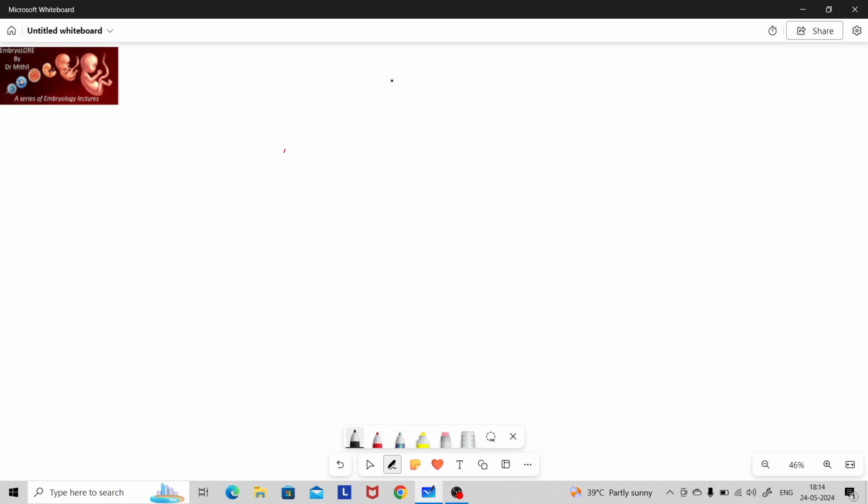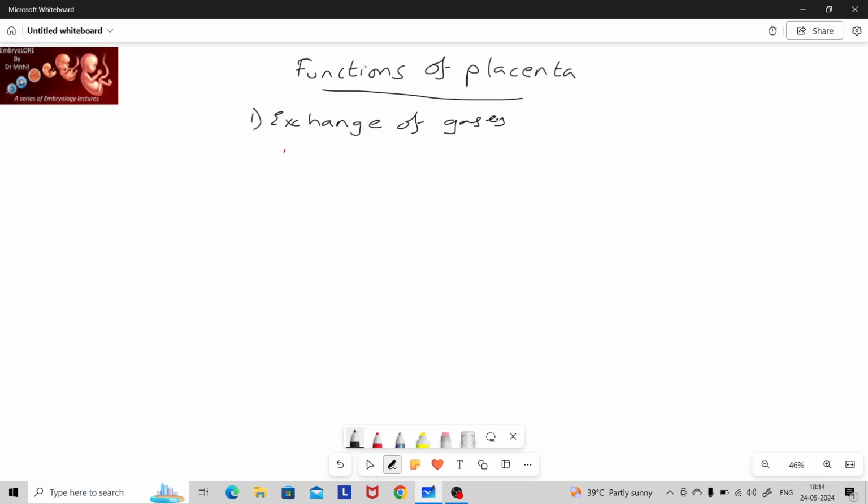So, functions of the placenta. When the formation of the placenta is asked, these are also to be mentioned. Functions of the placenta: the first important point is the exchange of the gases. This involves the supply of O2 from the maternal blood to the fetal blood.